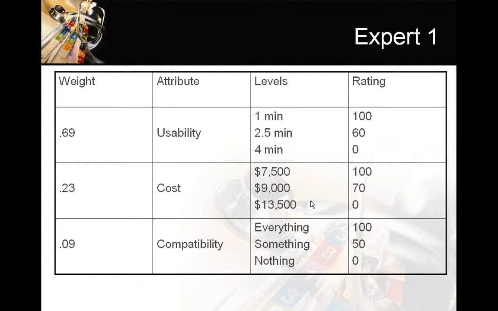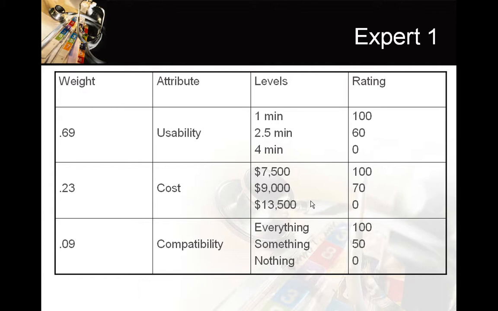The experts were first asked to identify the attributes they will consider in selecting a vendor. The experts were then asked to identify the best and the worst levels of each attribute. The best level was given a score of 100, the worst level was given a score of 0, and the experts then chose a value for the level in the middle.